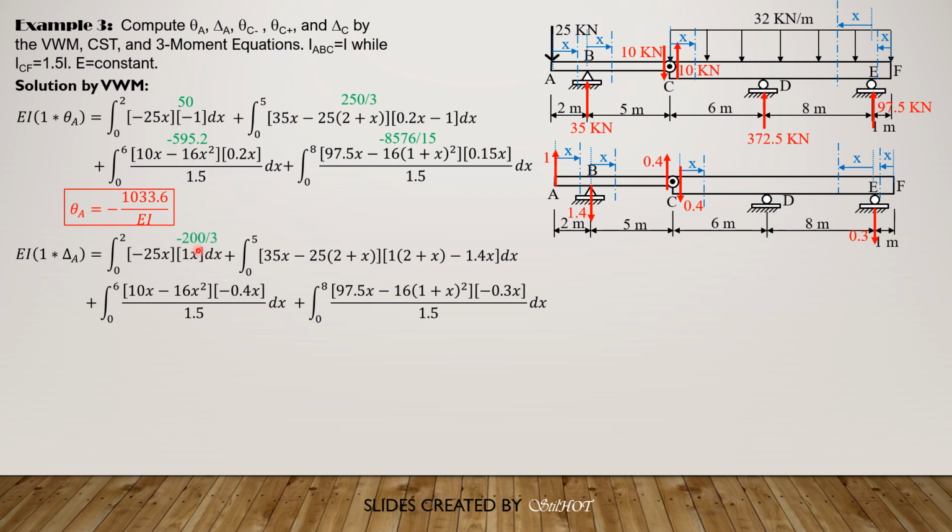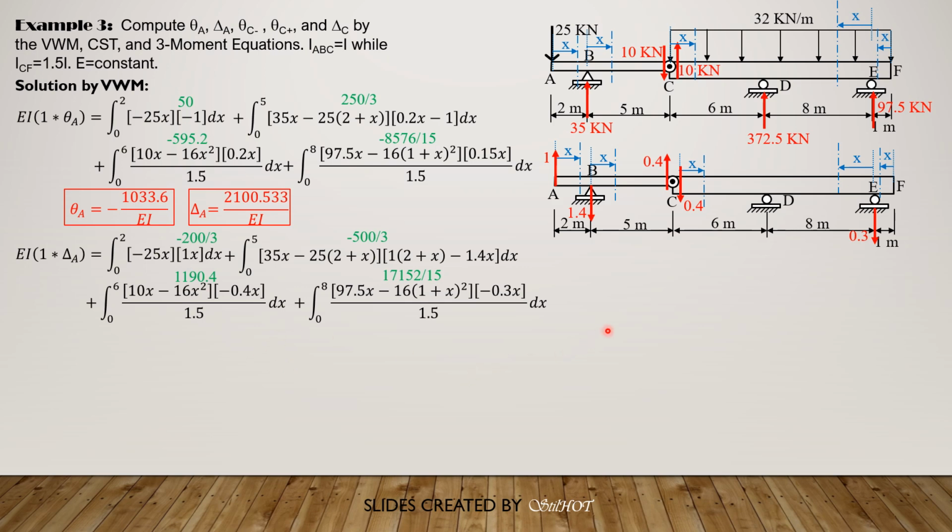So evaluating the first integral, it is negative 200 over 3. The second integral is negative 500 over 3. The third integral is 1190.4. The fourth integral is 17152 over 15. Then adding these values, we have delta A equals 2100.533 over EI. This is the same as the deflection calculated before in the first part.